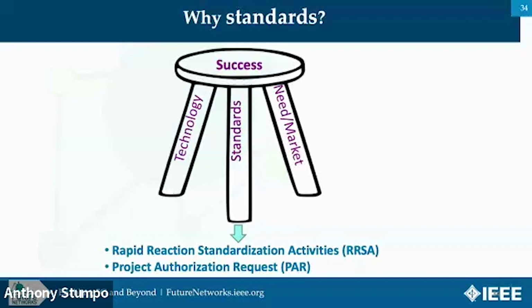So there are two main steps involved. One of them is called rapid reaction standardization activities. That's a phase whereby anybody can submit ideas in a particular domain of interest within IEEE. And there is an RRSA organized in that field, in that domain of activities. All of those proposals are vetted, brainstormed, and some of them are selected to go to the project authorization request. I'll talk about that a little later.